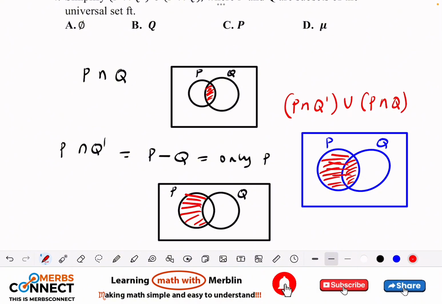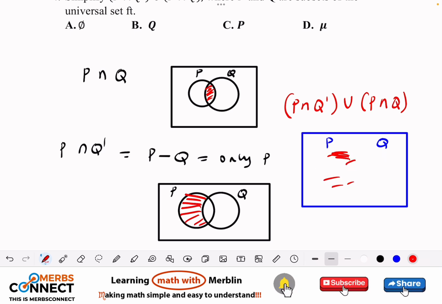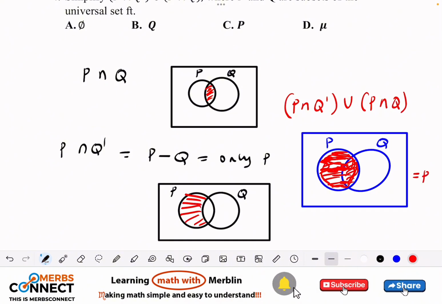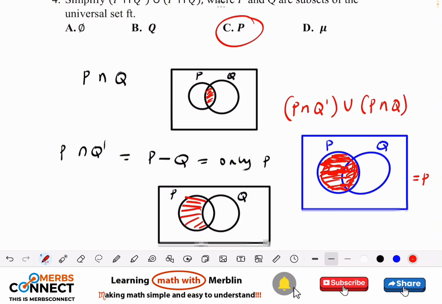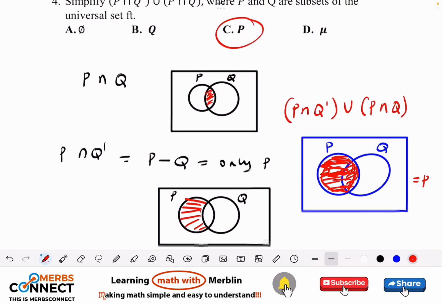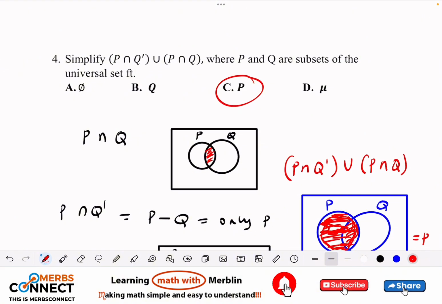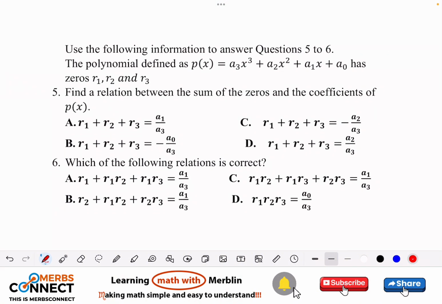So combining them, what can you see? We can see that we are actually shading all of P, right? It's actually all P. So this is equal to P, right? So the result here should be C, which is P, right? So that will be the result for question 4, right?